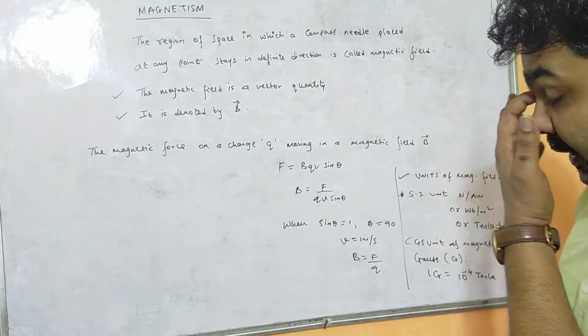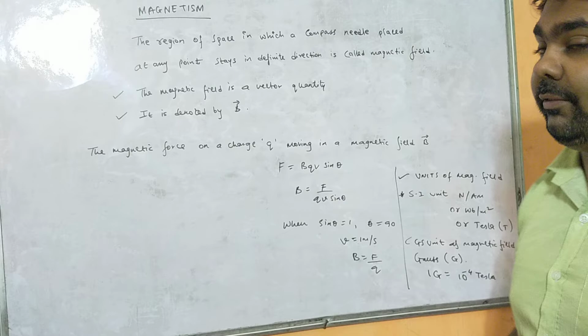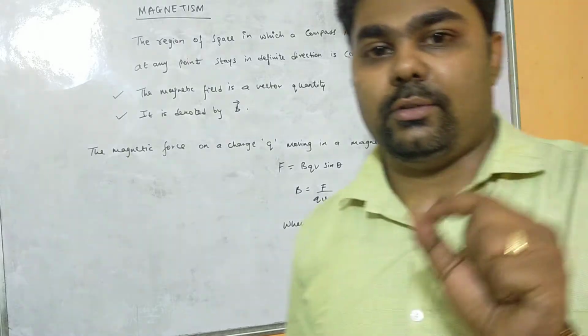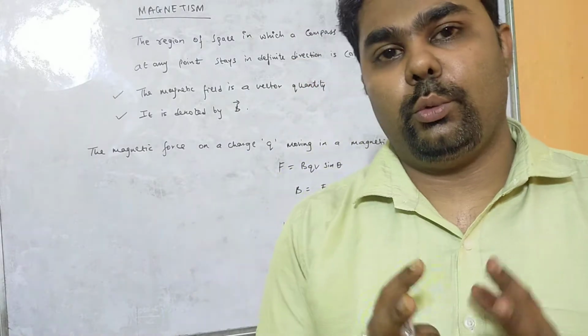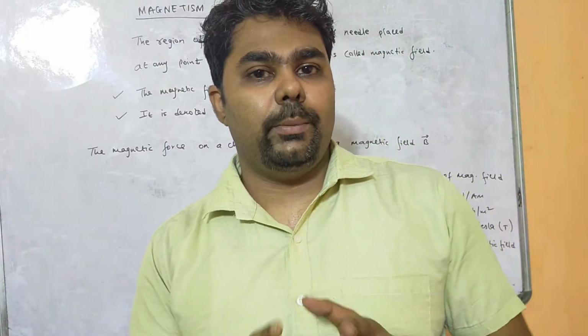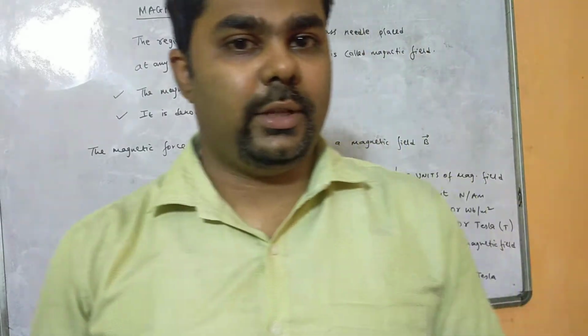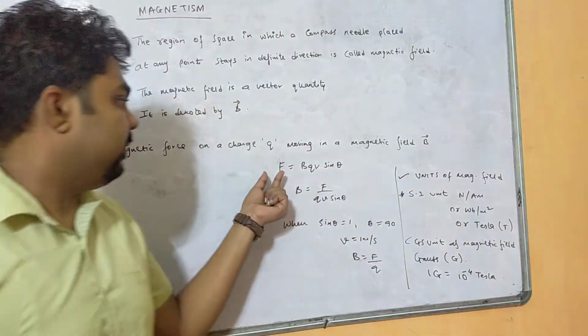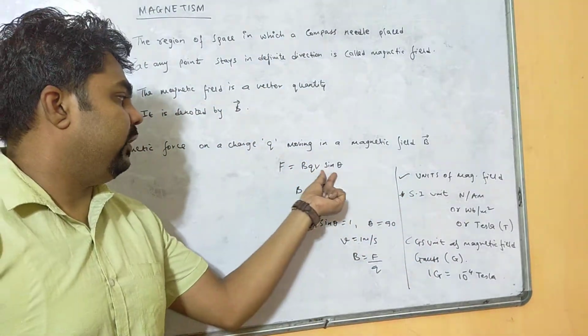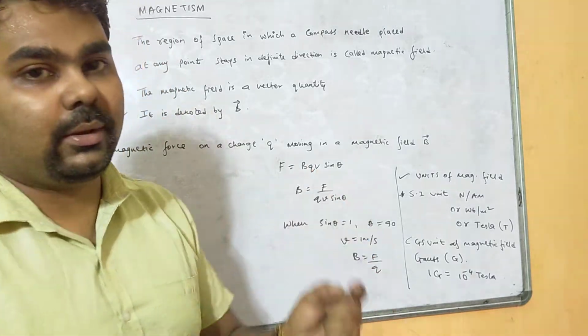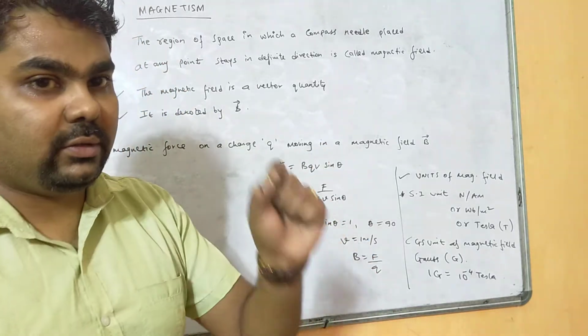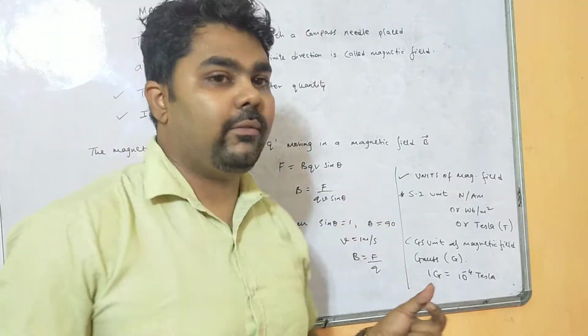The magnetic force on a charge Q moving in a magnetic field. Now you see, I have placed a charge, that is Q charge, in a place where there is a magnetic field. So the question is how much force will be acting on that particular point charge. That is given by F equals BQV sin theta, where B is the magnetic field, Q is the charge, and V is the velocity.